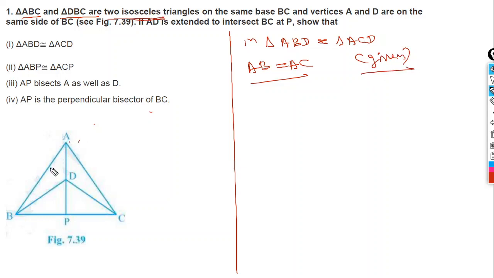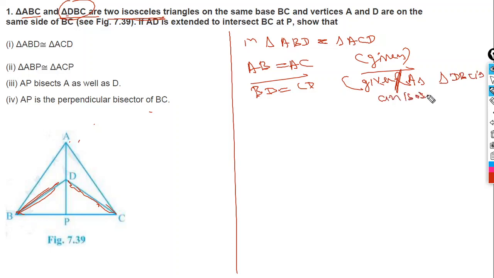Now, what else do we have? BD equals CD. Why? Because DBC is also an isosceles triangle. Therefore, BD equals CD. It is also given. Or you can write, otherwise, that triangle DBC is an isosceles triangle. Whatever you can write. Now, two sides are already equal.